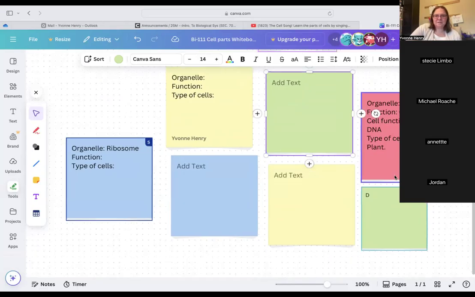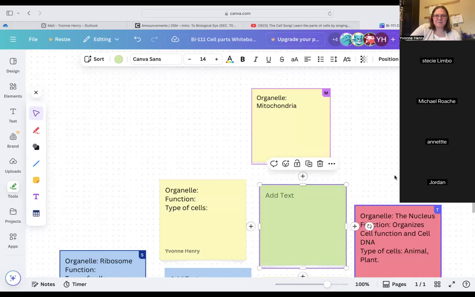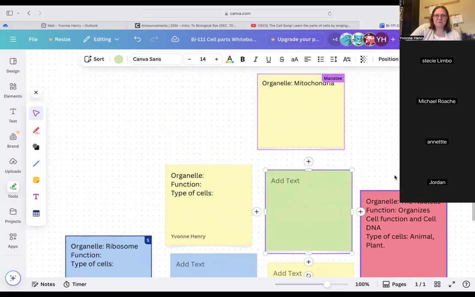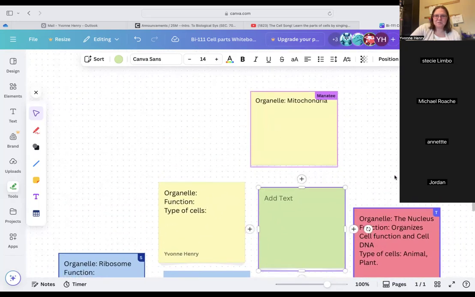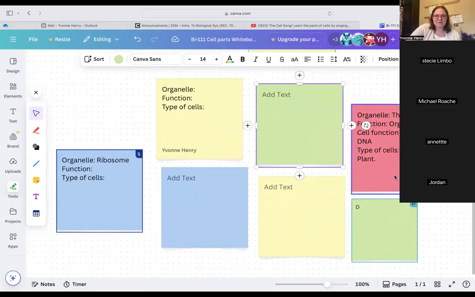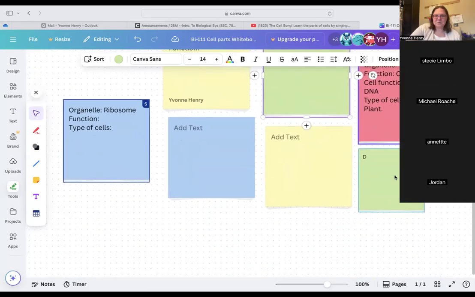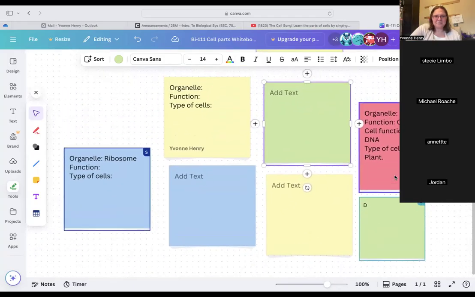Good. So I only see two of you typing. Where are the rest of you? Okay, three of you. I have mitochondria, ribosomes, and nucleus. I know we've talked about other organelles, or there's more organelles in the notes you can look ahead on.